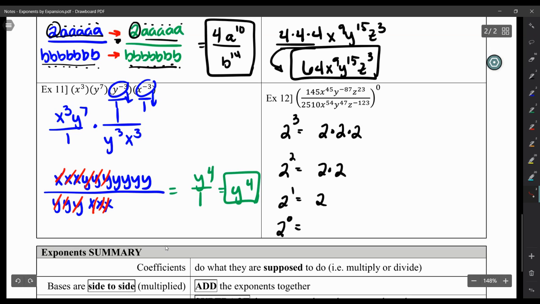So let's analyze what I've written down. If I have 2 to the third, the power tells me how many 2's we have multiplied together. So there's 3 2's here because of this 3. 2 squared means there's 2 2's here because of the 2 at the top. 2 to the first means there's just 1 2. 2 to the 0 means there are 0 2's multiplied together. Well, 2 to the 0 is actually equal to 1.